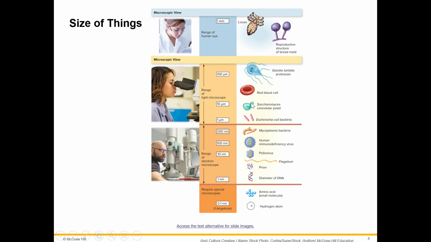Saccharomyces cerevisiae is a yeast that we use in baking and brewing. It's about 10 micrometers. Then we have E. coli, mycoplasma, and then viruses. HIV is a pretty large virus. We have polio, the average flagellum of a microorganism, a prion, the diameter of DNA, an amino acid, and then a hydrogen atom is 0.1 nanometers. So that just gives you a relative idea of the different sizes of substances.